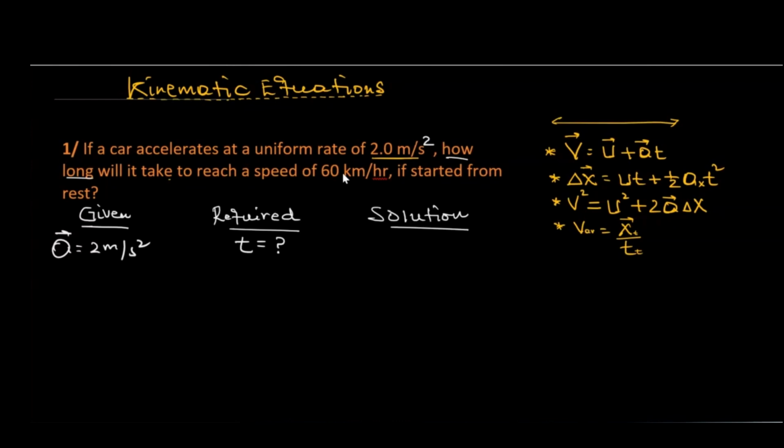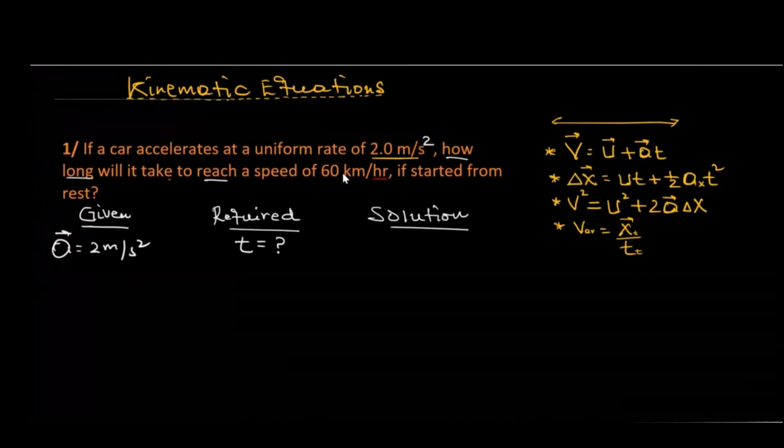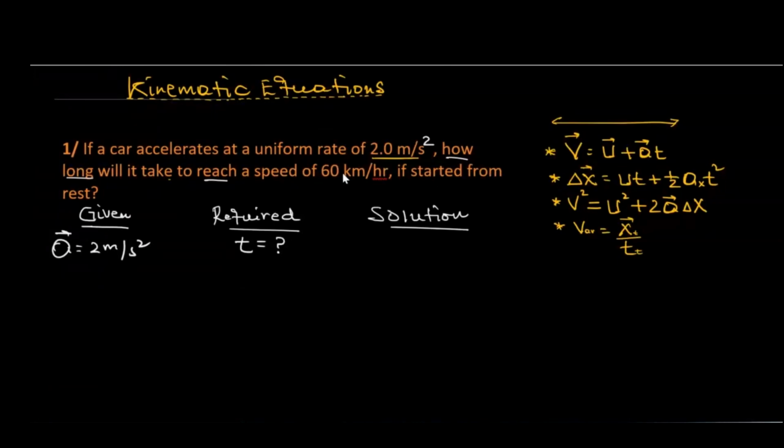And then, to reach. This phrase is also very important. It's good to know the phrases in physics so that you can easily sort out the givens. To reach a speed of 60 kilometers per hour, or a velocity of 60 kilometers per hour. To reach means it's the final speed, so I can tell this is the final velocity, which is 60 kilometers per hour.